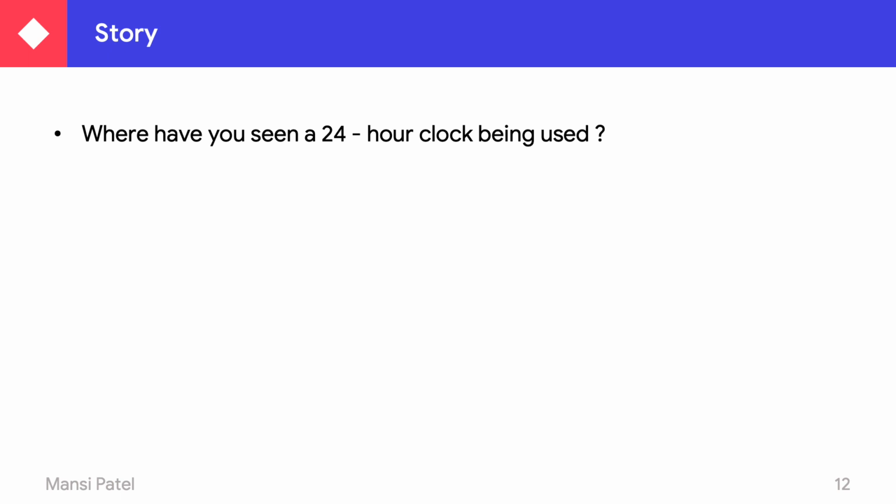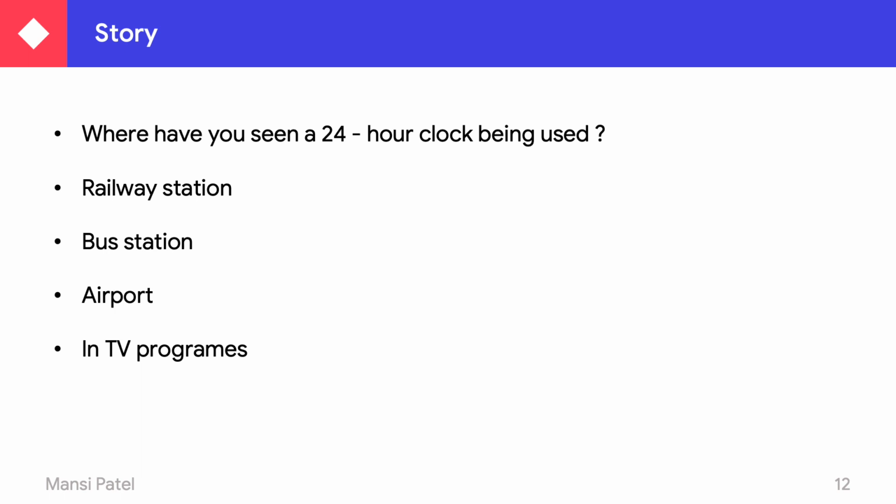Now can you say, where have you seen a 24-hour clock being used? At which place can you see a 24-hour clock? First, at the railway station, you can always see a 24-hour clock. Then sometimes at the bus station also, then the airport, and sometimes you see it in a TV program, or we can say in the news channel, you can see a 24-hour clock.